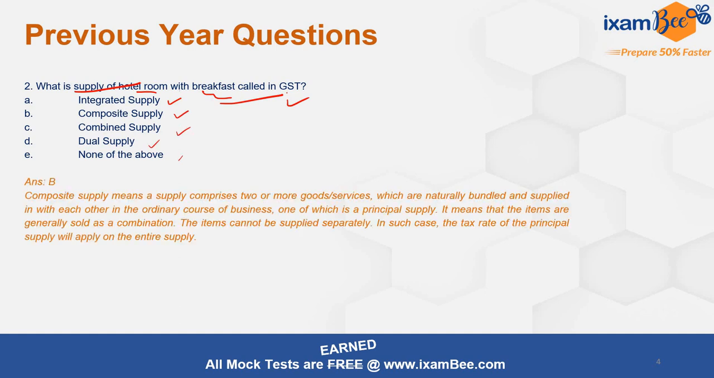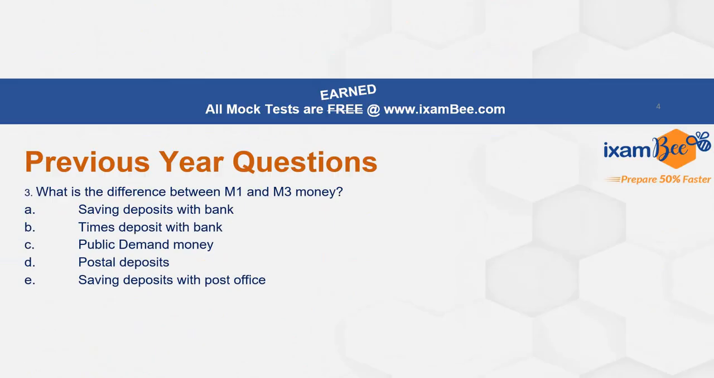This kind of supply is called a composite supply, because composite supply means that it includes 2 or more goods. So here you have a supply of a hotel room as well as breakfast. Something that is naturally bundled and supplied together is called a composite supply. These are sold as a combination. So room with breakfast, that's the combination, that's how it's sold. Okay, let's look at the third question.